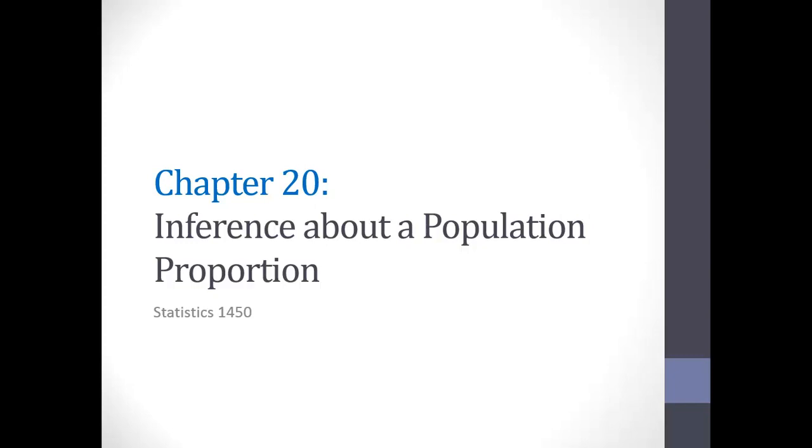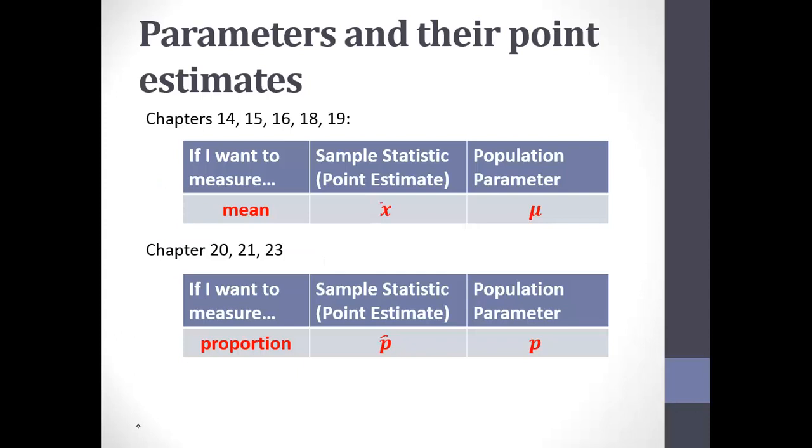Title here is Inference About a Population Proportion. Again, like we did in chapter 19, we're going to be doing the same thing: confidence intervals, hypothesis tests. Up until this point, chapters 14 up through 19, we were looking at measuring a mean of some sort. So we were using our sample mean x bar to estimate something about our population mean. In chapter 19, we had two samples there.